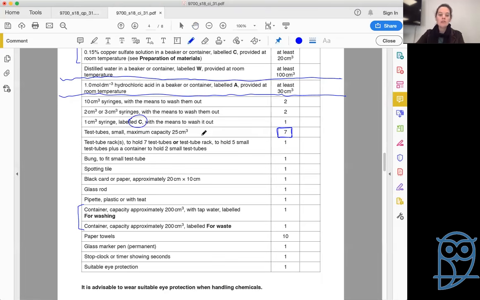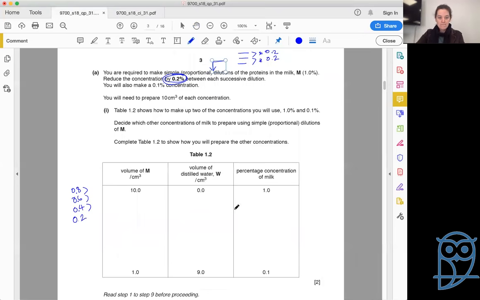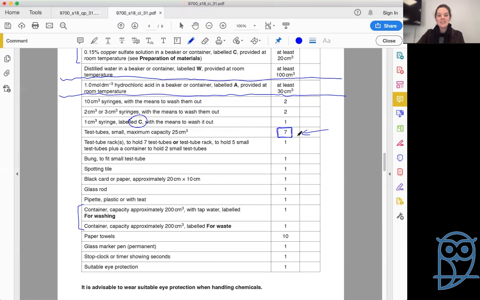So the piece of note that we want to look at now is this number of test tubes. Because if we go back here and we have a think, there's 1 concentration, 2 concentrations, 3, 4, 5, 6 concentrations, plus our unknown makes 7. And magically enough, there are 7 test tubes.